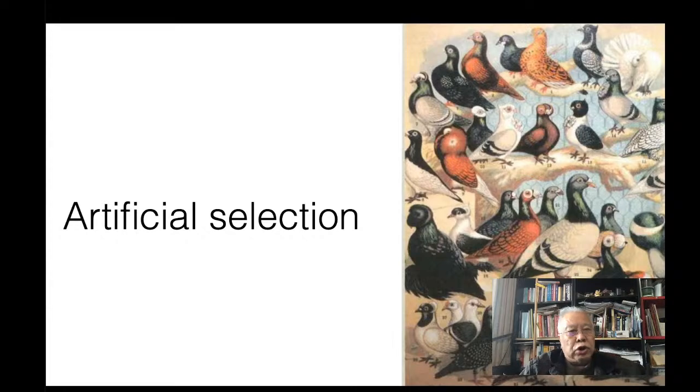Of course, we can also artificially select. For example, these are some pictures of pigeons. We know that people have been keeping pigeons, and by selecting their characteristics, we now have a very large variation of different shapes and colors and performance of pigeons.